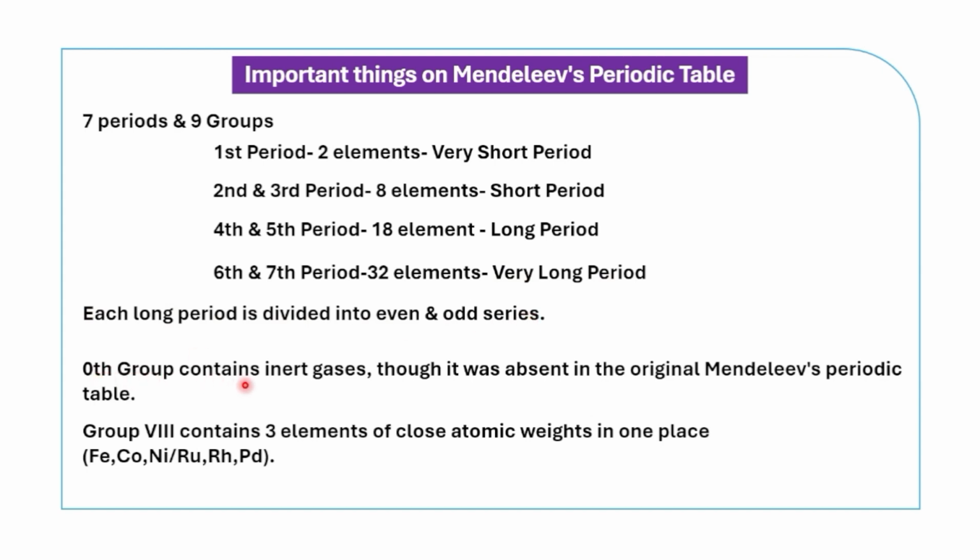Zeroth group contains inert gases, though it was absent in the original Mendeleev's periodic table. Right now, the inert gases are in group 18, but at that time it was called zeroth group. Now group 8 contains 3 elements of close atomic weights in one place. For example, iron, cobalt, nickel, and ruthenium, rhodium, palladium. These three elements were housed in group 8.